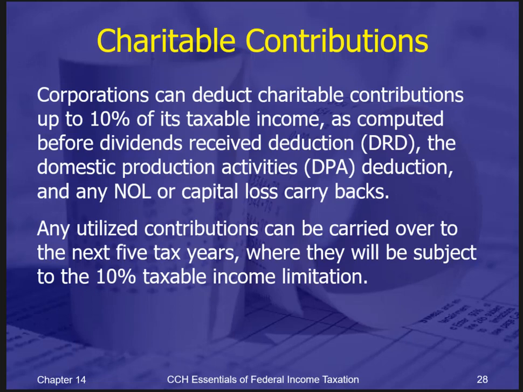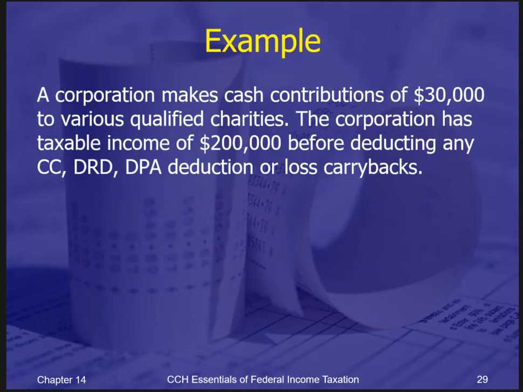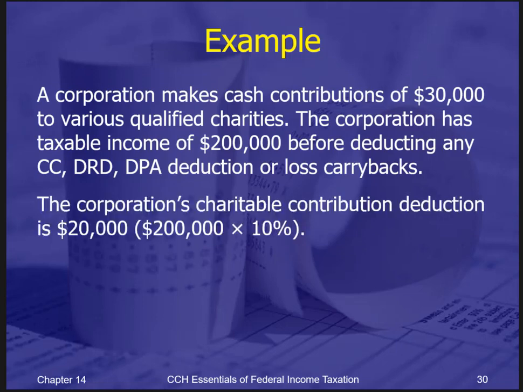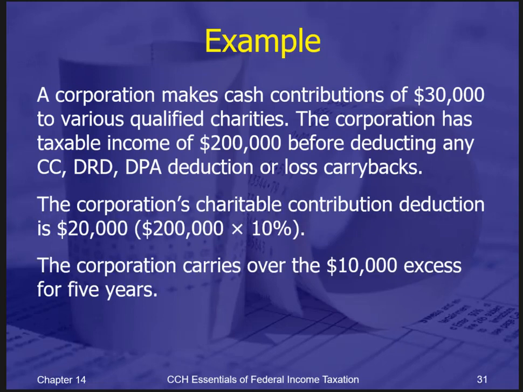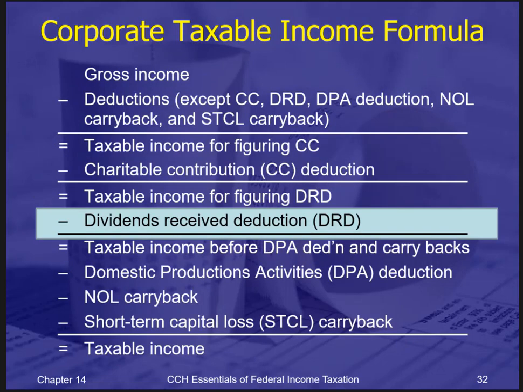If you made contributions over 10%, they get carried over to the next 5 years. No carryback, only carry forward. But then they will be subject to the 10% taxable income limitation again. Okay, so it doesn't go away. It just happens each year, and then after 5 years, they disappear. So you can only use them for 5 years. Okay, example: $30,000 contribution, $200,000 taxable income before the other special deductions. The deduction is $20,000, and the other $10,000 carries over for 5 years.